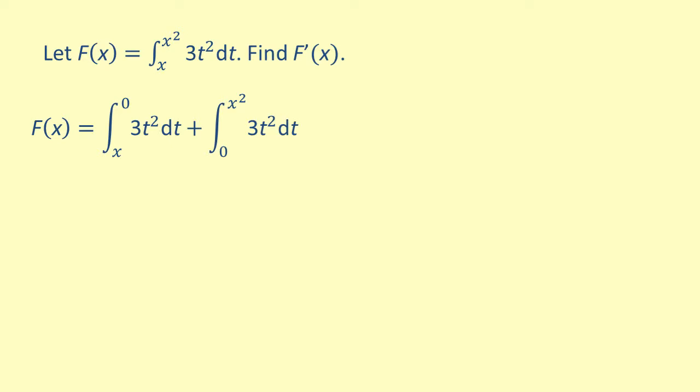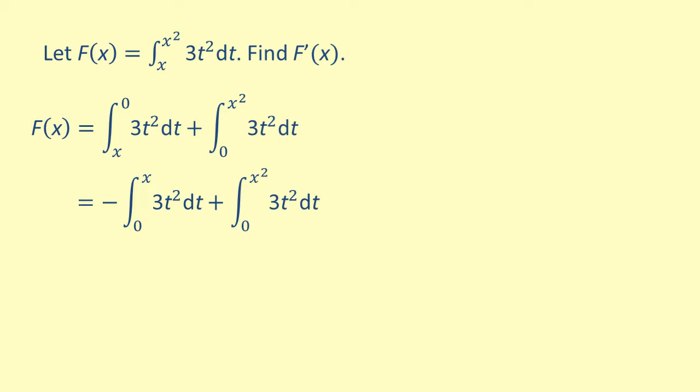One property of integrals states that if we switch the limits of integration on an integral and make the integral negative, we do not change the value of the integral. So let's do that on the first term. Now, to find f prime, we must differentiate each term.